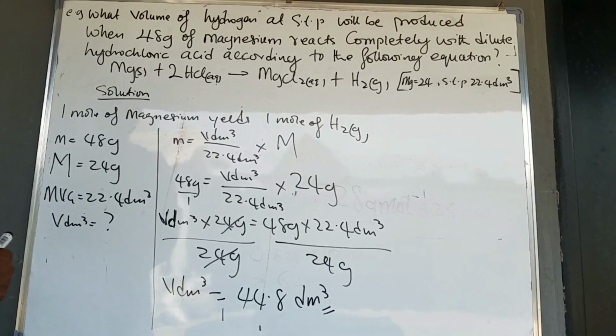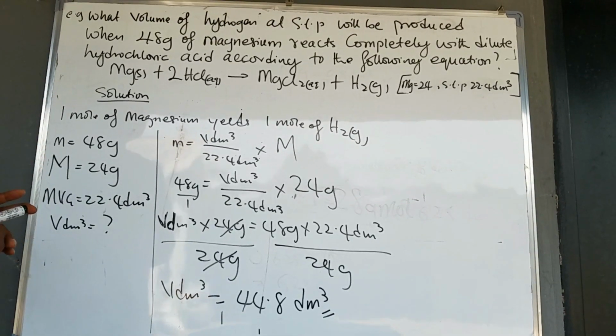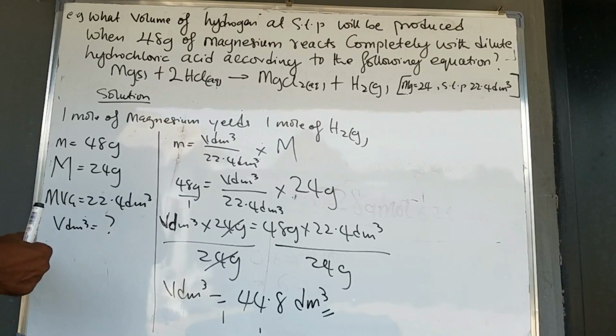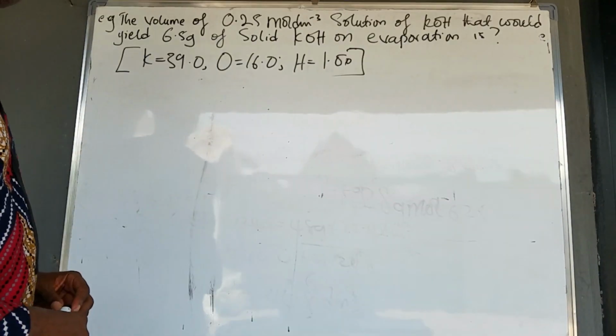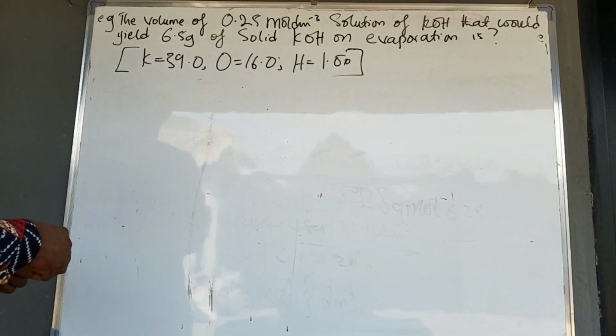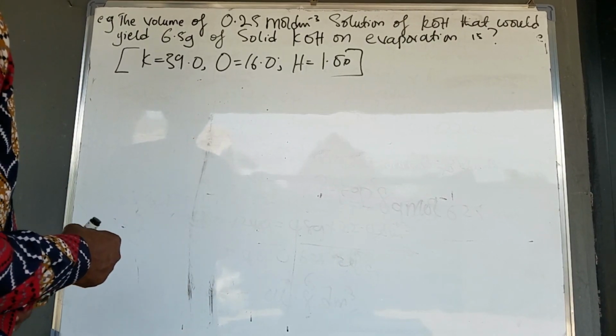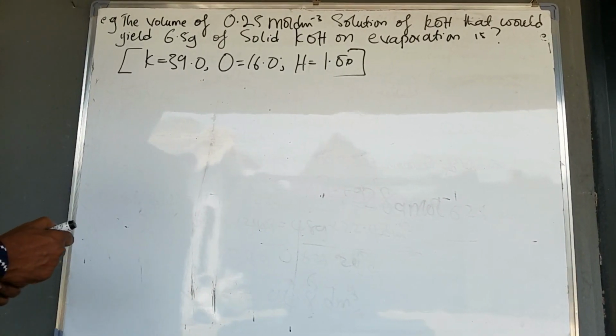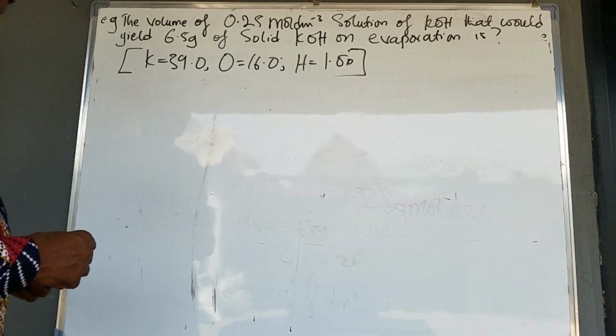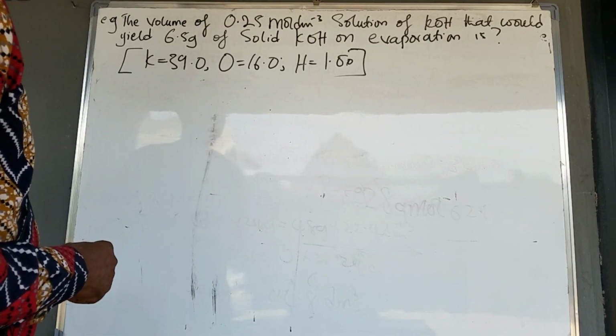If you can just remember these magic formulas that I listed out in part 1 and part 2 of this series, you will come out of most of these chemistry questions. And look at another interesting chemistry question. The volume of 0.25 mole per dm³ of solution of potassium hydroxide that will use 6.5 gram of solid potassium hydroxide on evaporation is dash.